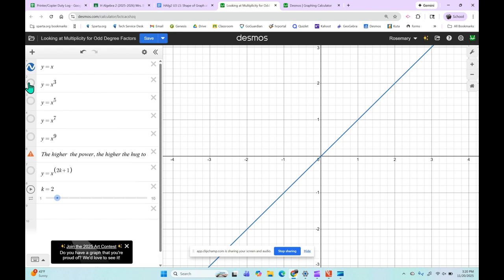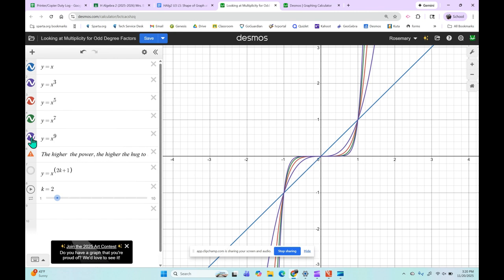If I increase that multiplicity to 3, as opposed to the other one, as it goes to the x-axis, it starts to hug around a little bit and approach it at an angle, and then hugs the axis a little bit more before it goes away. So it hangs out close to the x-axis, or hugs it, as it moves away on either side from the intercept. A power of 5 gives you even more of a hug.